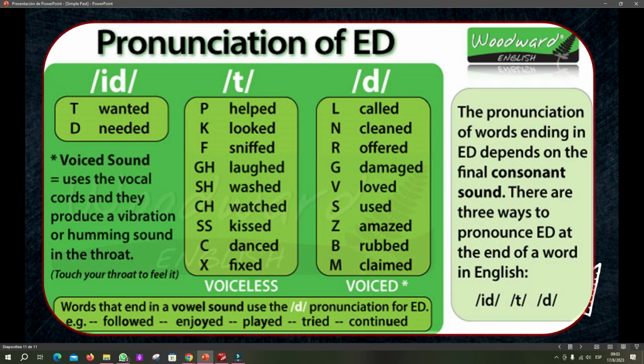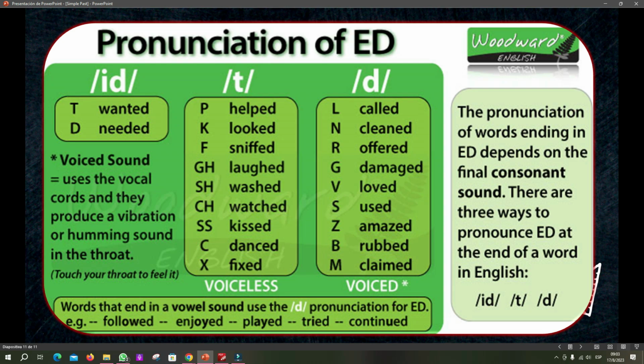cuerdas vocales vibran. Pero también tenemos los voiceless sounds. Words that end in a vowel sound use the D pronunciation for ED also, right? But the voiceless ones are the ones that when you touch your vocal cords, you don't feel vibration. For example, washed, washed. Si ustedes se tocan sus cuerdas vocales cuando pronuncian ese verbo, no van a sentir vibración, ¿verdad? So, washed. Por eso es un voiceless sound.